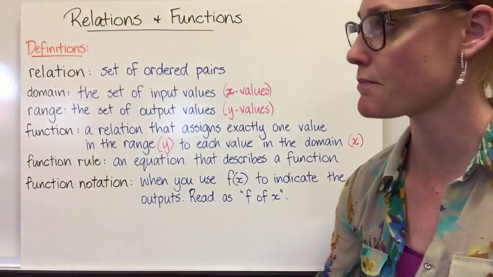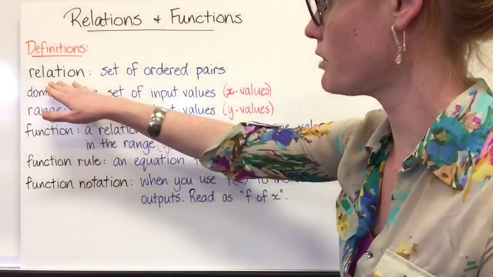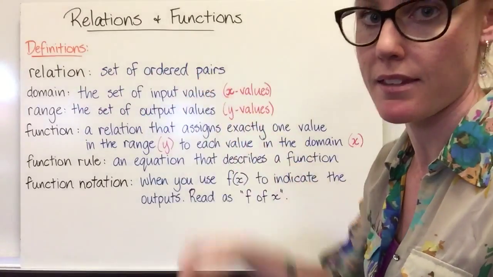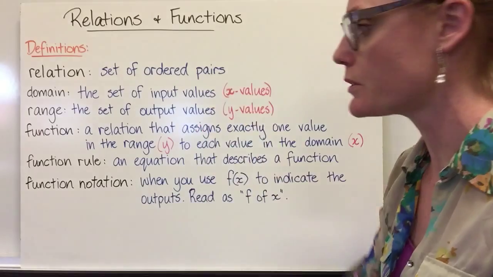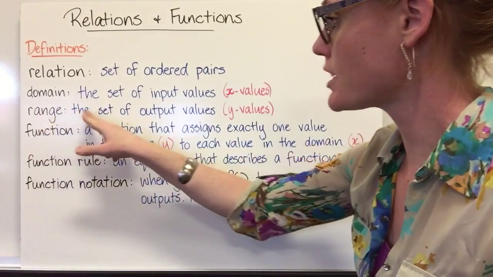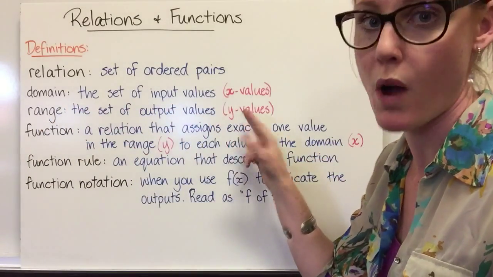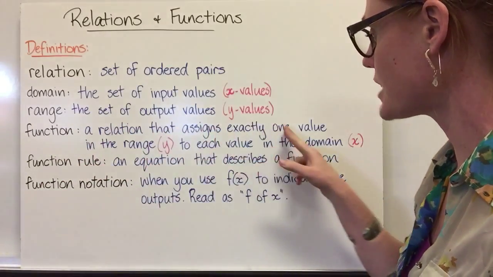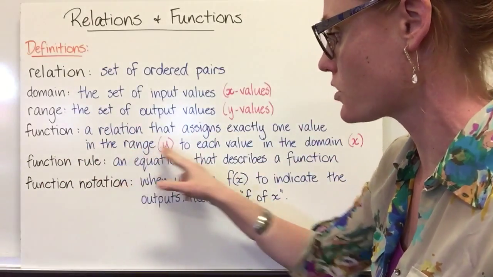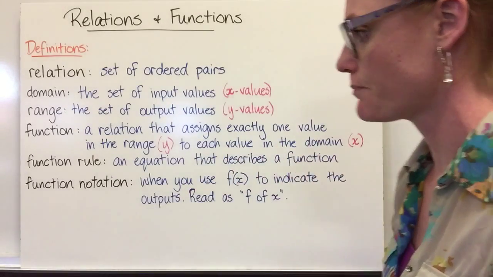Relations and functions. Let's look at our definitions. A relation is a set of ordered pairs. The domain is the set of input values or x coordinates. The range is the set of output values or y coordinates. A function is a relation that assigns exactly one value in the range to each value in the domain.